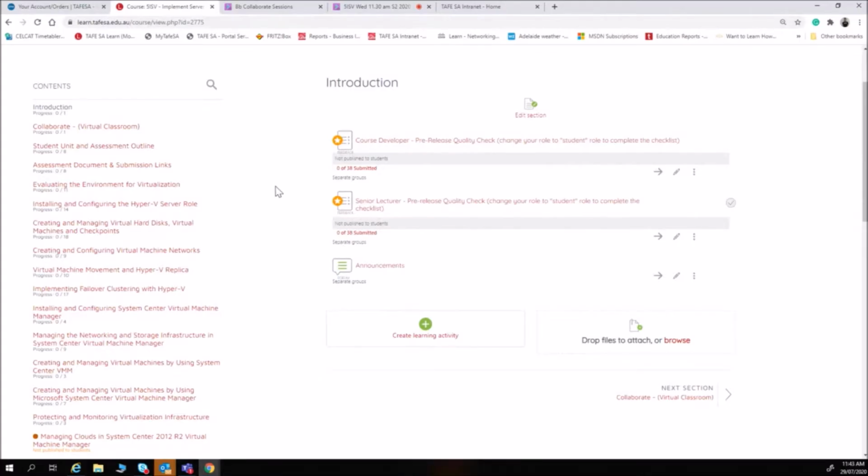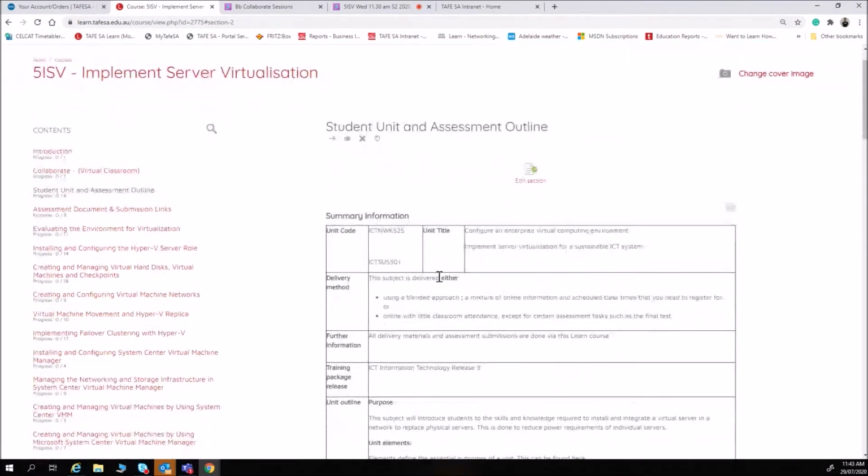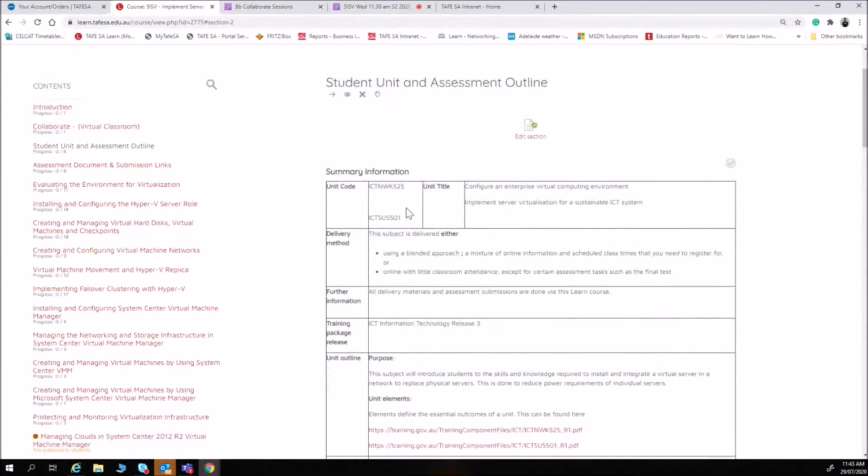This subject's all about virtualization with Hyper-V. So let's look at the subject to units. It's got these two competencies. It's associated with these two competencies, and obviously for some of you who've been transitioning, you should be registered in both. For some of you who don't need both, you could be just registered in one.